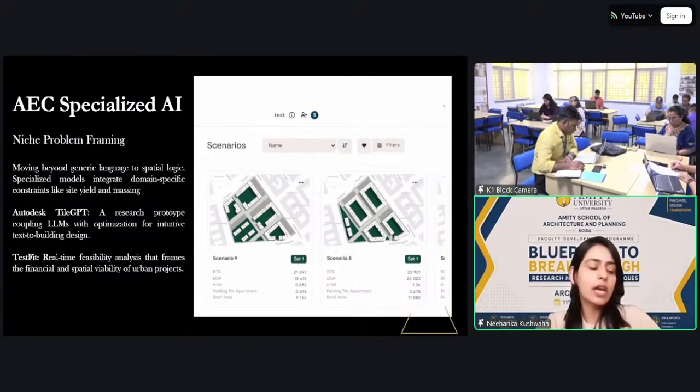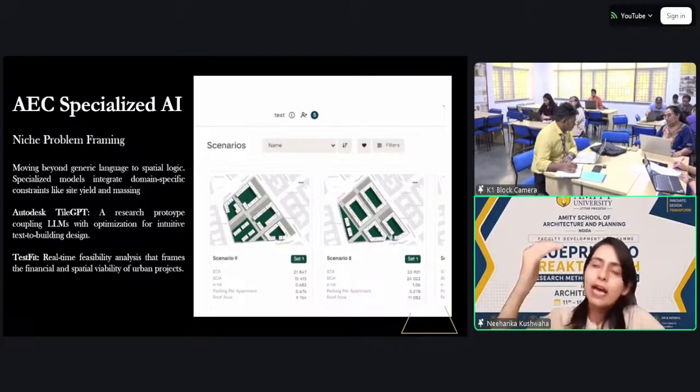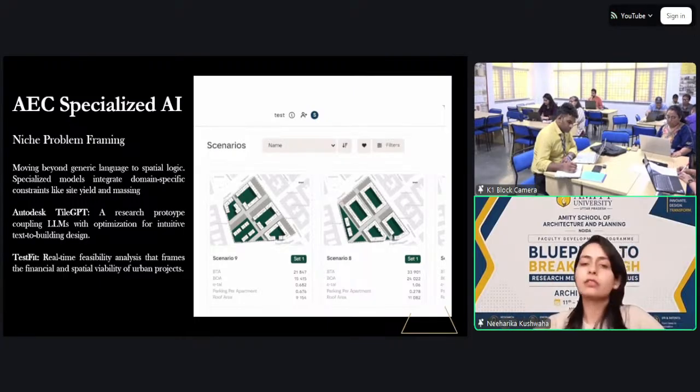It's an Autodesk style GPT tool. What it does for you is it helps you move beyond generic language to some spatial logic. So we have the literature review as one of the pioneers to give a basic framework to a research question. But what if you had certain case studies with you? These are specialized models that can integrate domain-specific constraints.